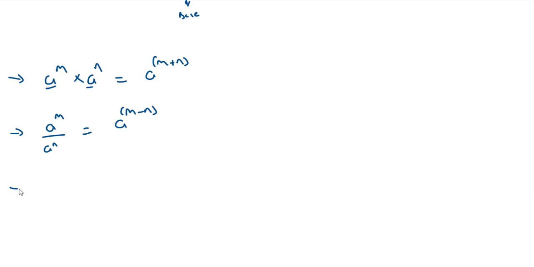Let's take the third law, a raised to m the whole raised to n. So this can be written as a raised to m into n. Consider one example, let's say 2 cube the whole square. So this can be written as 2 raised to 3 into 2, which is 2 raised to 6.